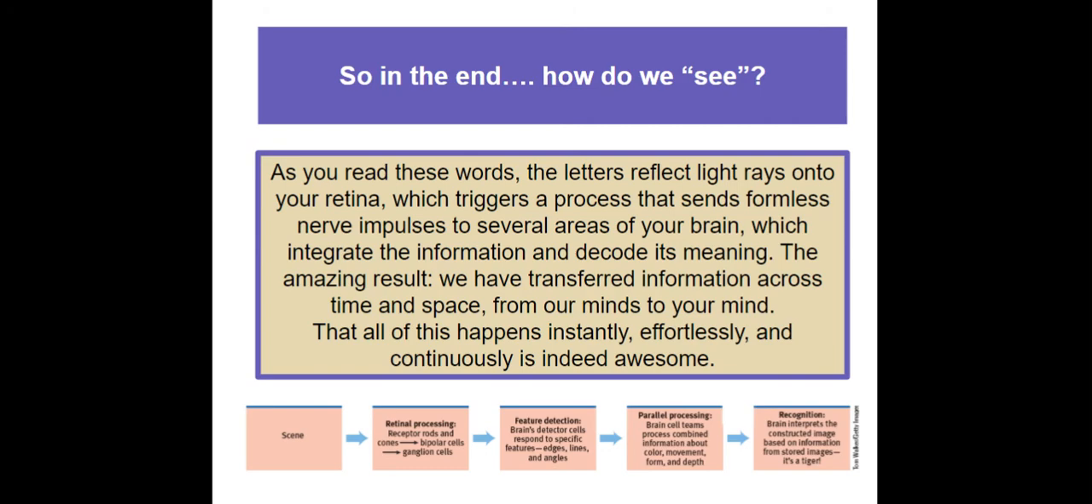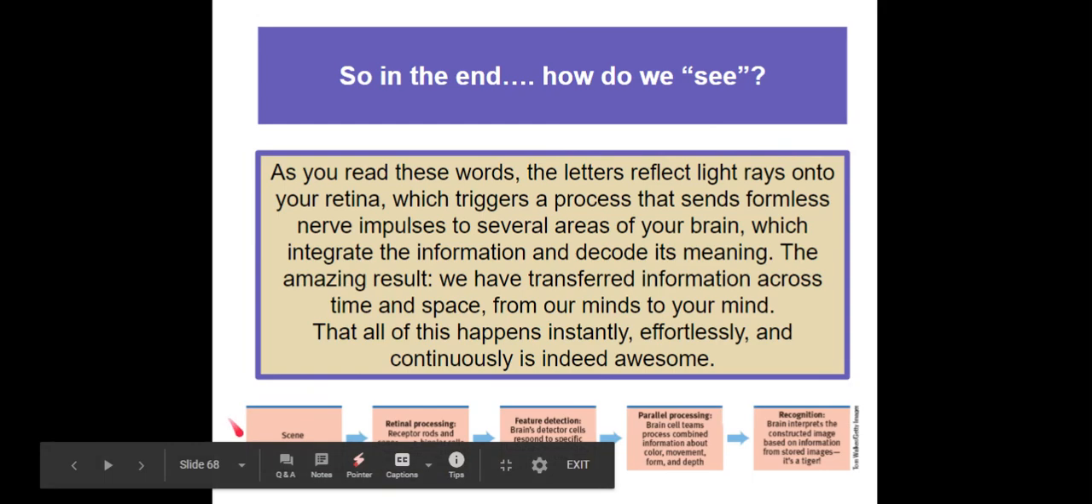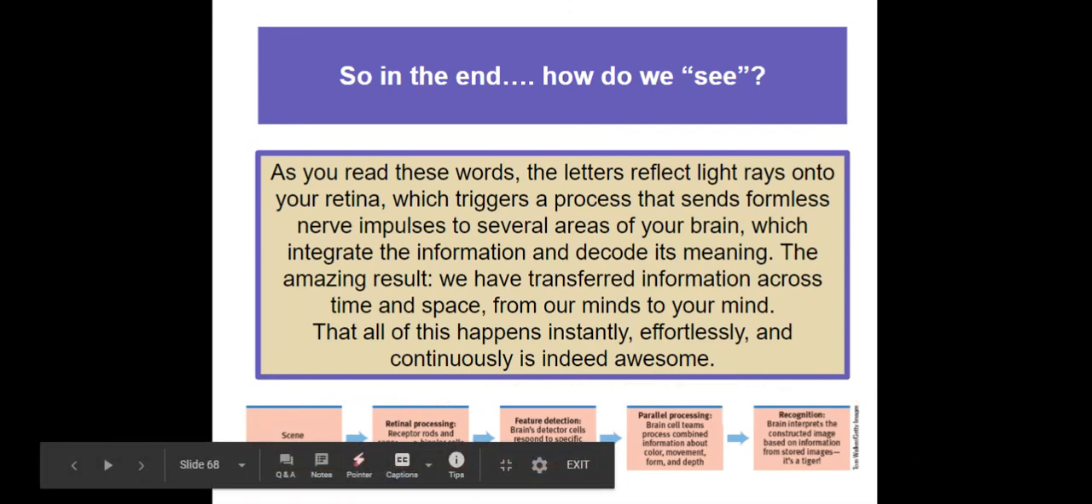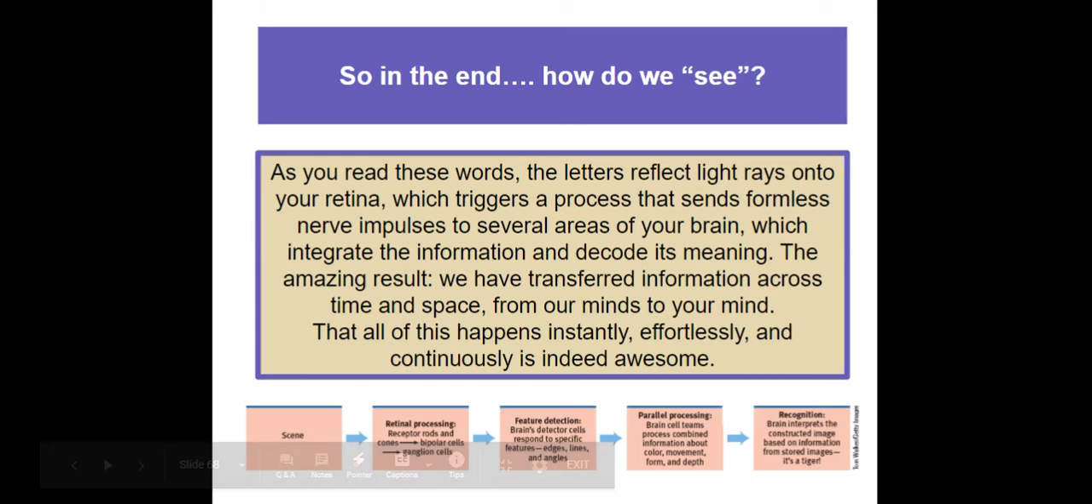All right. So again, just to kind of recap, the scene. If we're looking at a certain aspect, we have the scene. Parallel or retinal processing is going to basically be the receptor rods and cones sending messages through the bipolar cells and then the ganglion cells. Feature detection. This is where we're breaking things down into features, edges, lines, angles, etc. Parallel processing. Is it moving? What color is it? Does it have depth? How far away is it? Etc. And then finally, recognition. This is the perception. This is where we're like, oh, yes, I see that is grandma.